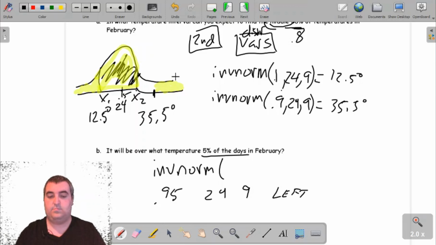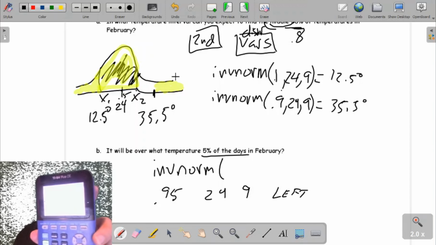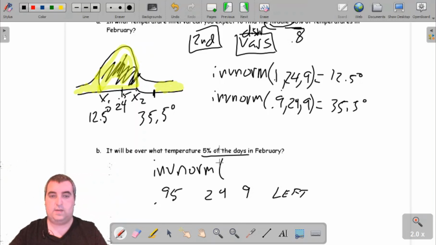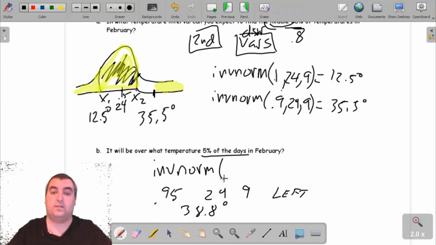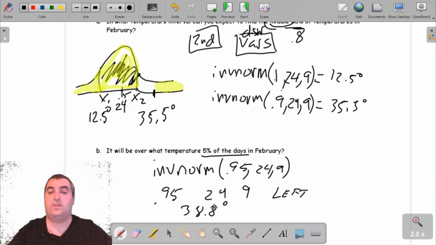And when you do that, so you have it look like this, okay, and you hit enter, enter again, and you can see we get 38.8 degrees Fahrenheit. The reason why I also did it left is because if you're doing it with the old calculators, you type in 0.95, comma, 24, comma, 9, hit that, and you get 38.8 as well. So if it's looking for top 5% or whatever, I always think of it as the left side, just because that's also how the old calculators do it.